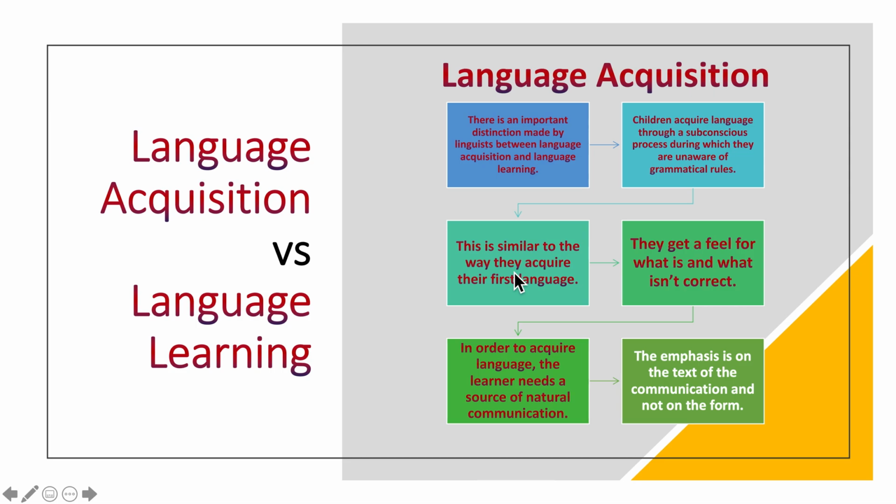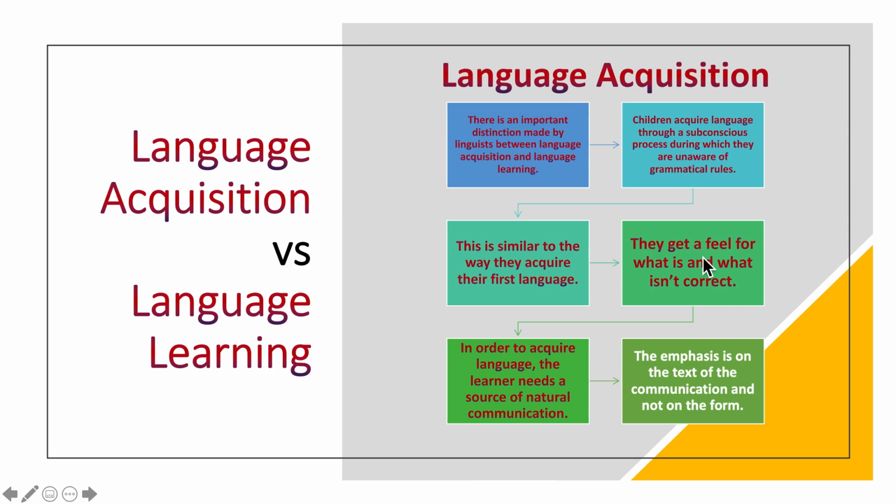This is similar to the way they acquire their first language. That is what I mean to say: language acquisition refers to acquiring the first language. They get a feel for what is and what isn't correct. Look, in the process of acquiring language, you have a feel for what it is and what it is not, what is right and what is wrong. For example, when you started learning the Arabic language, you had a feeling for it. You just acquired it naturally, and in the process you had a feel for what is right and what is wrong. Nobody deliberately taught you, do like this and do not do like this.